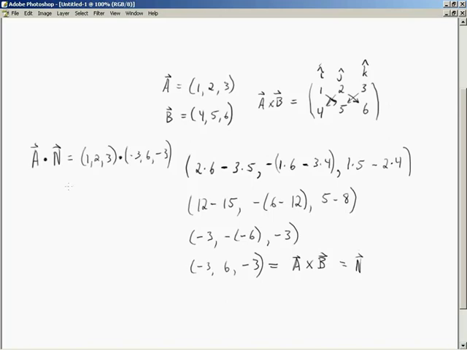If we just work vertically here, we have 1 times negative 3, plus 2 times 6, plus 3 times our negative 3. So this is going to equal minus 3 plus 12 minus 9. At this point you can already see what's going on. Minus 9 and minus 3 is minus 12, plus 12 gives us 0, meaning that we did it right. Yes, we did. So A and B are both perpendicular to our vector N.